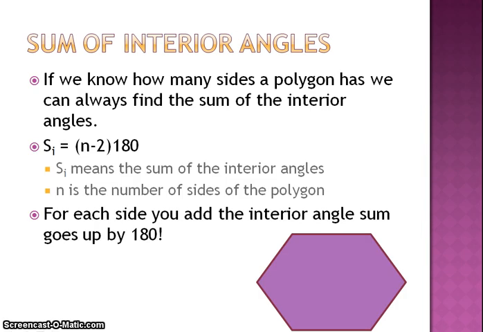Okay. So our first formula is for the sum of interior angles. If we know how many sides a polygon has, we can always find out the sum of the interior angles, and we have a formula. It is n minus 2 times 180, and that n represents the number of sides of the polygon. So let's take a look. Here I have a 1, 2, 3, 4, 5, 6-sided polygon, so I know that's a hexagon. The reason it is n minus 2 times 180 is because I can draw n minus 2 triangles.